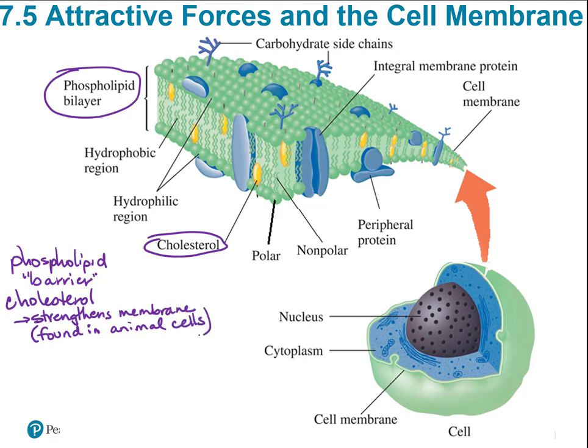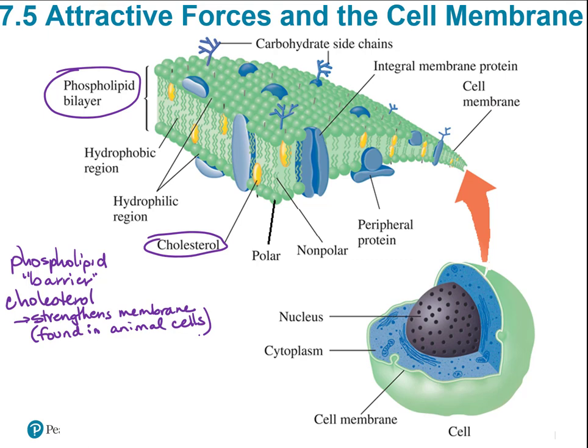So warm-blooded animals, they need cholesterol as part of their membrane to help make that membrane strong, because you know how you warm up oil and it starts getting more fluid? Well, we don't want the barrier to become too fluid. So cholesterol actually helps to keep it a little more stable, keeps it a little stronger, still keeps things from being able to pass through.